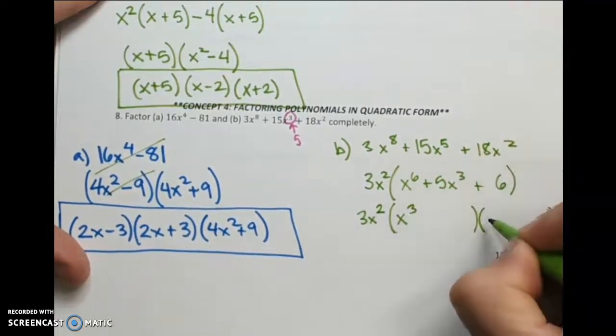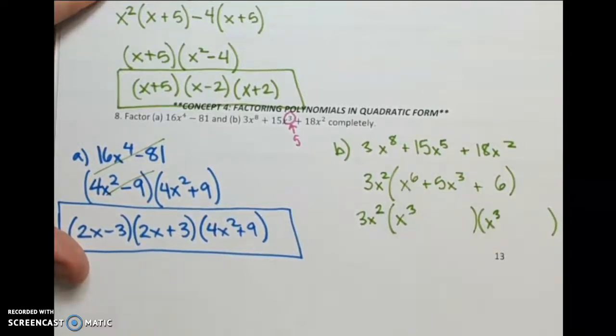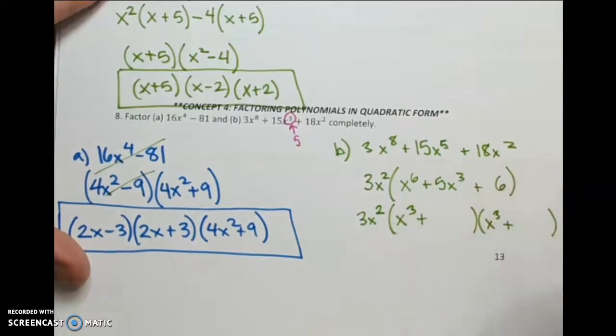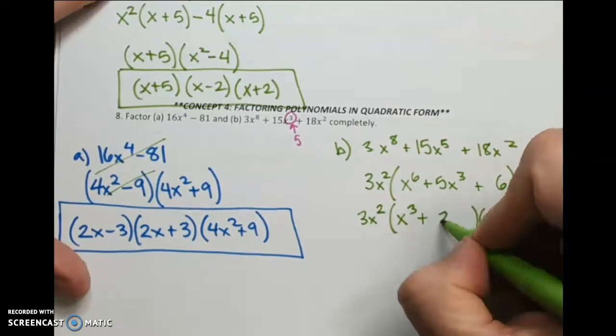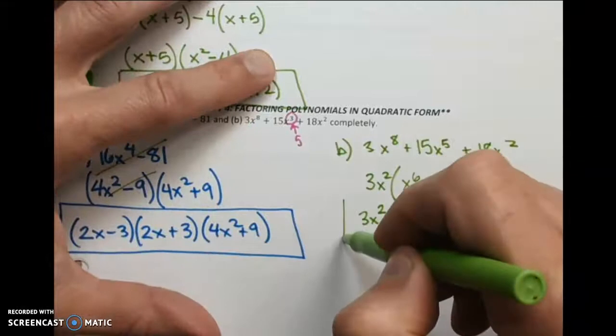Alright, and now I'm going to break this trinomial up into 2 binomials. And I know it has to be x cubed this time. x cubed times x cubed is x to the 6th power. Has to be plus and plus. And then two numbers that multiply to give me 6 and add to give me 5 are 2 and 3. And that is it.